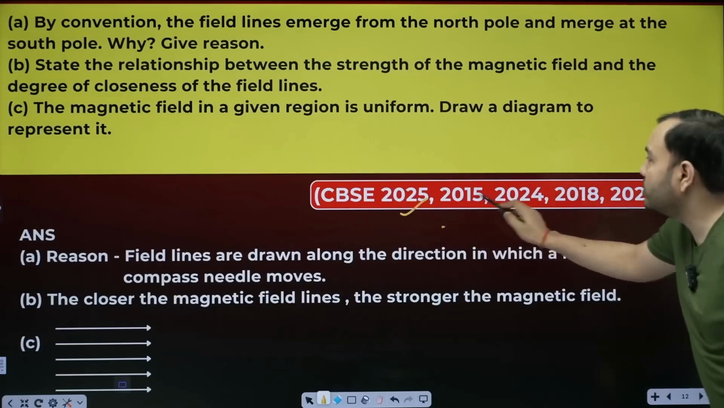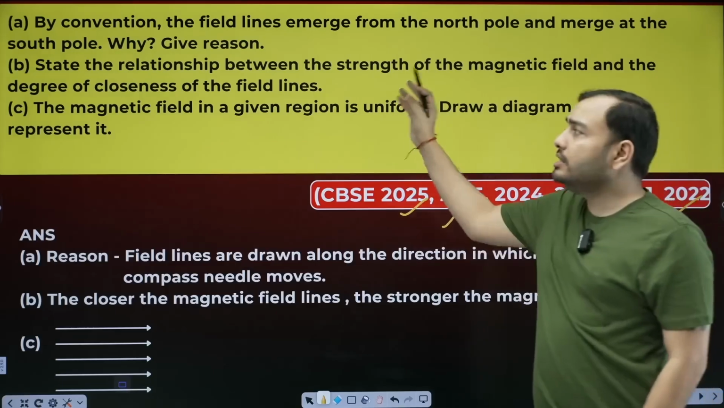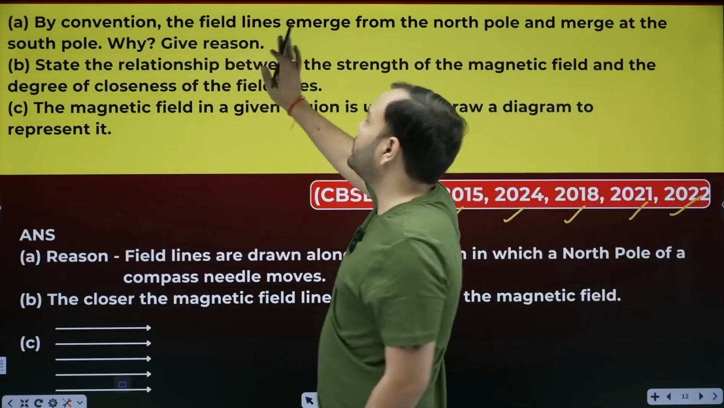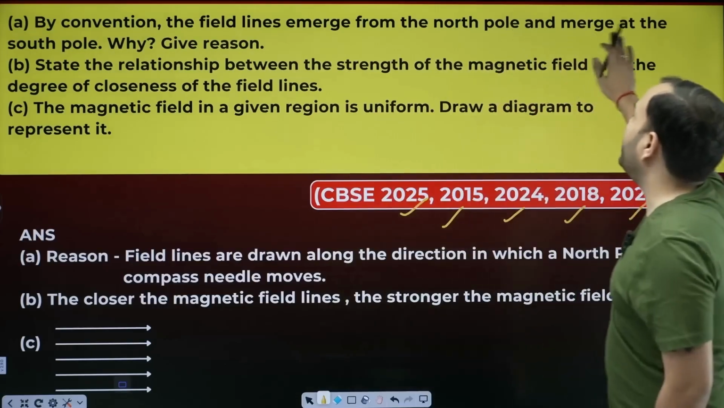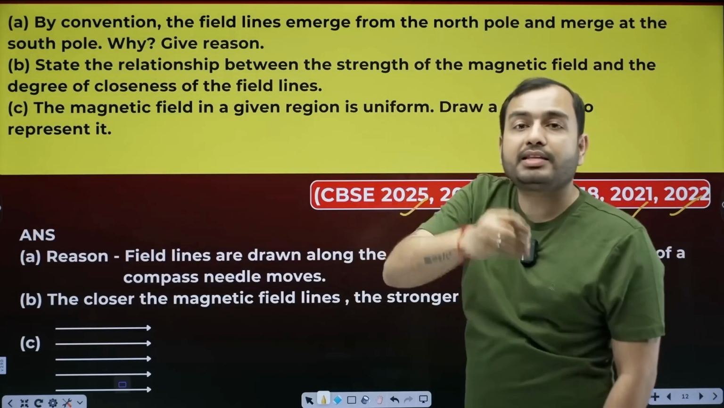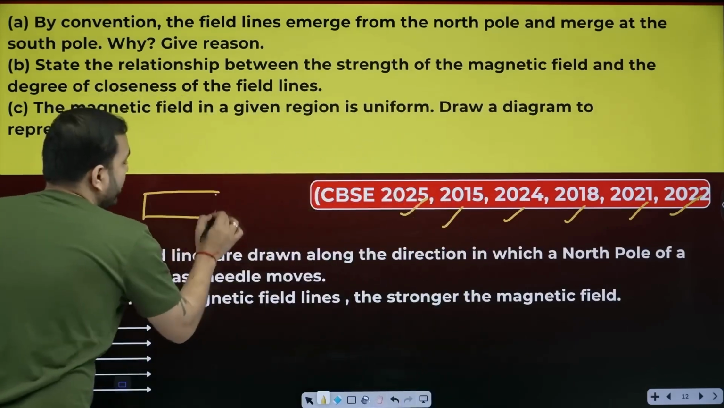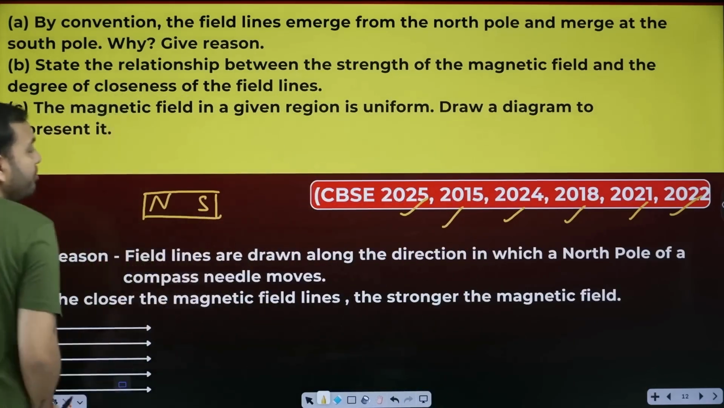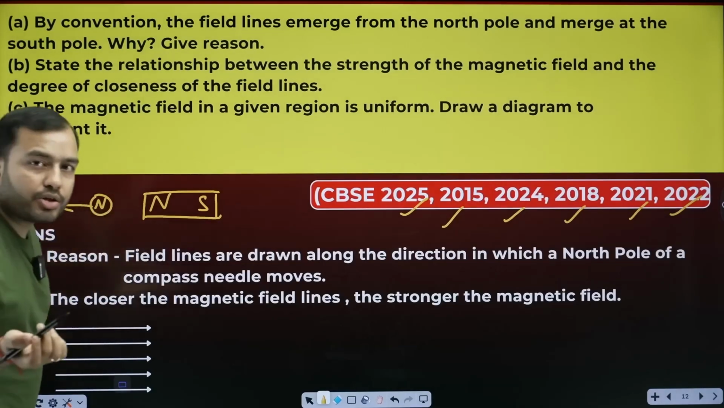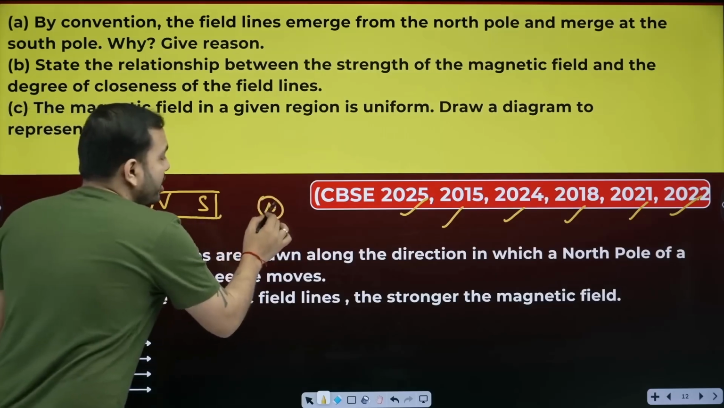The question came in 2025, 2015, 2024, 2018, 2022. Almost every year, this or a similar question has been asked. By convention, the field lines emerge from the North Pole and merge at the South Pole. Why? Explain. You said wherever the free North Pole will run, that would be the field line direction. When the free North Pole was kept here, it ran here. When we keep the free North Pole here, then it would run here.